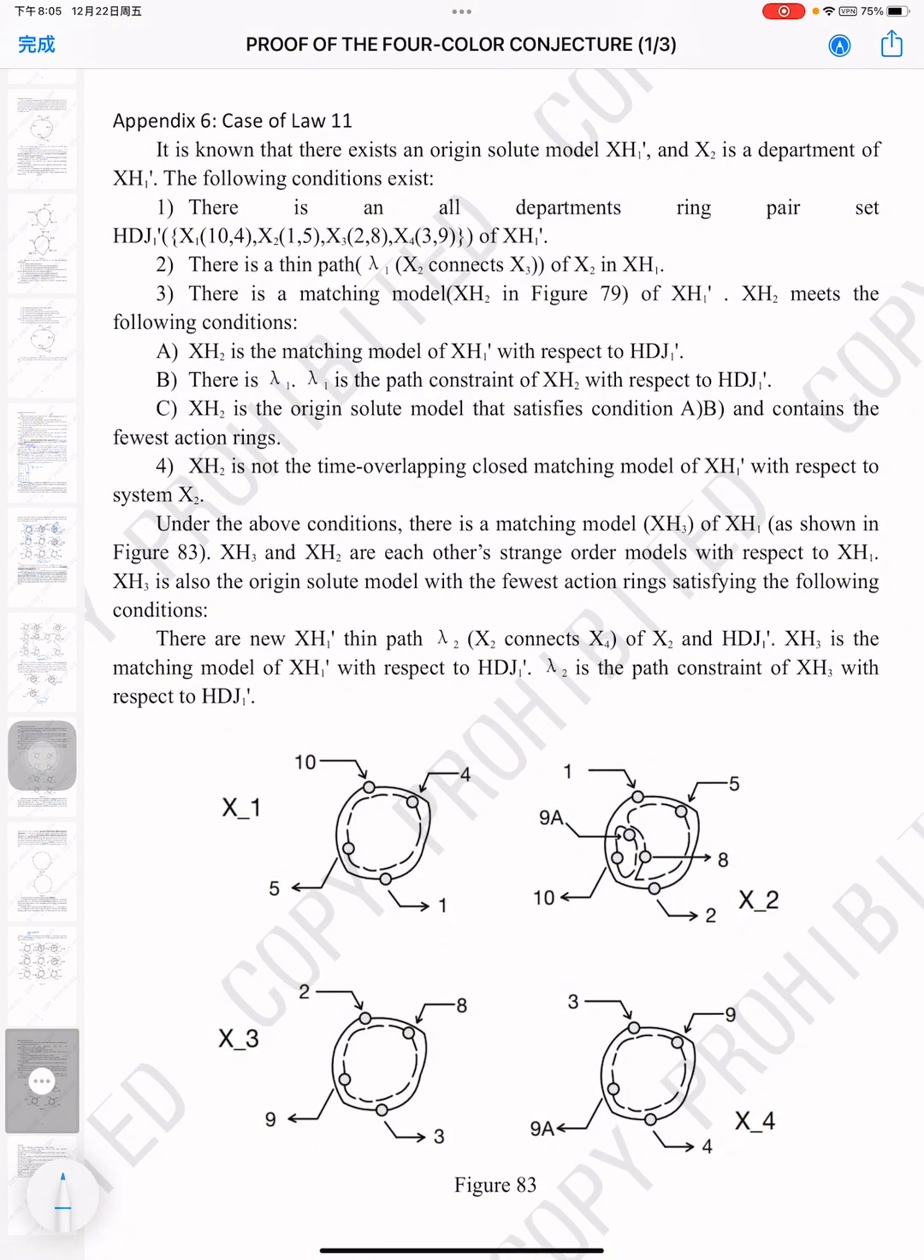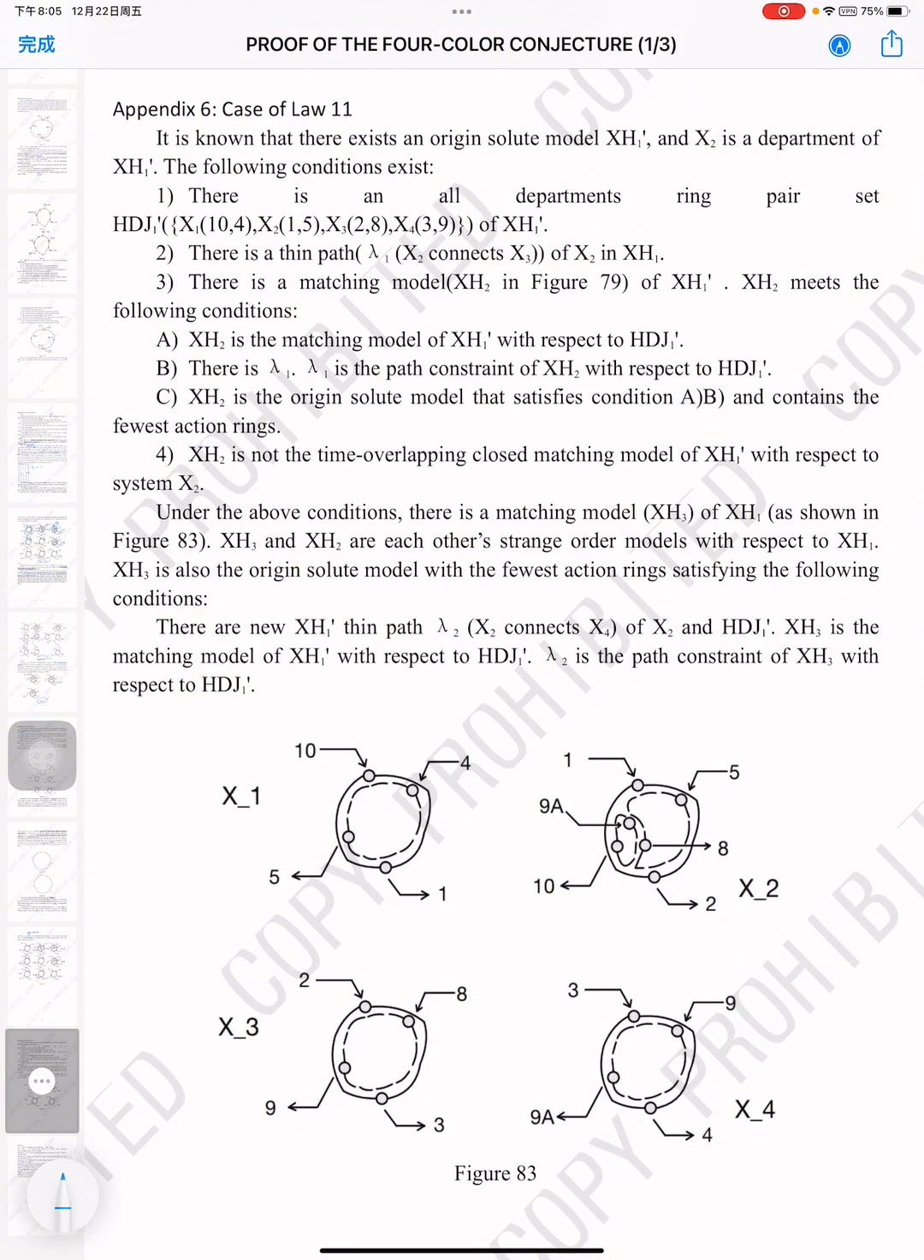Finally, we check the case of law 11, appendix 6. It is known that there exists an origin absolute model XH1 apostrophe, and X2 is a department of XH1 apostrophe. The following conditions exist. 1. There is an all departments ring pair set HDJ1 apostrophe of XH1 apostrophe. 2. There is a sine path lambda 1 of X2 in XH1. 3. There is a matching method XH2 in figure 79 of XH1 apostrophe. XH2 meets the following conditions.